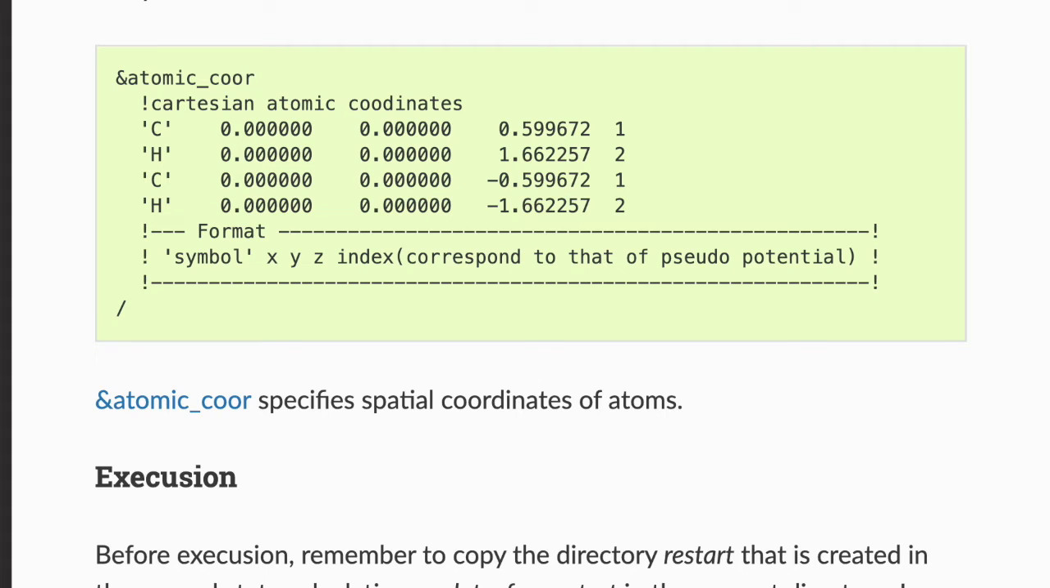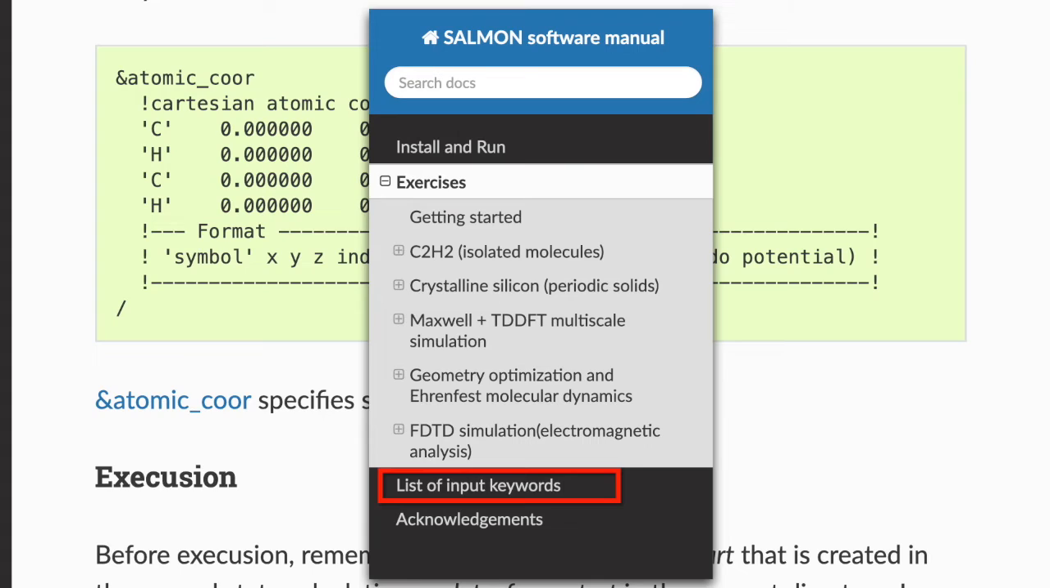Atomic_COOR is a namelist that specifies the coordinates of atoms. However, this is also shared with the ground state calculations. Refer to the list of input keywords on the website for the namelists and keywords available in your input files. All the keywords are explained there.